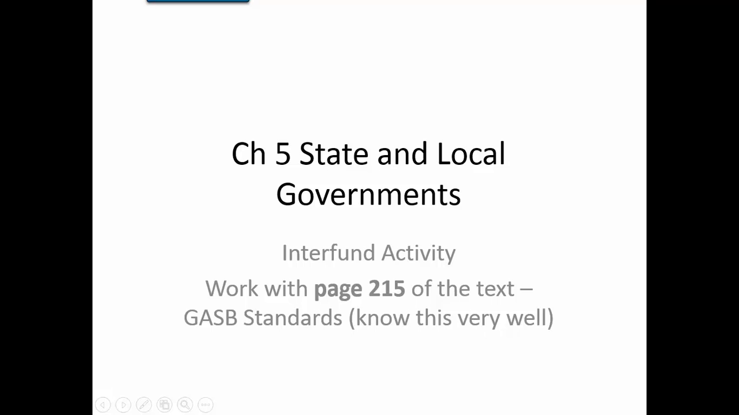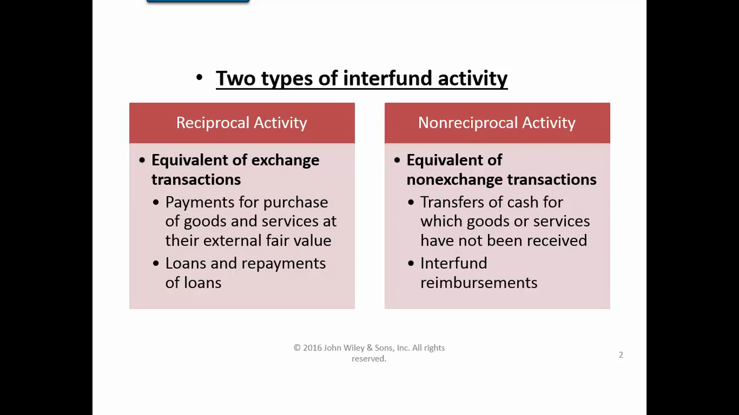Chapter 5, State and Local Governments Interfund Activity. Work with page 215 of the text, the GASB Standards. Know this very well. Two types of interfund activity: reciprocal, equivalent of exchange transactions, payments for purchase of goods and services at their external fair value, loans and repayments of loans.